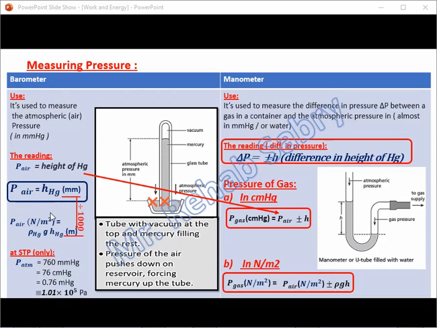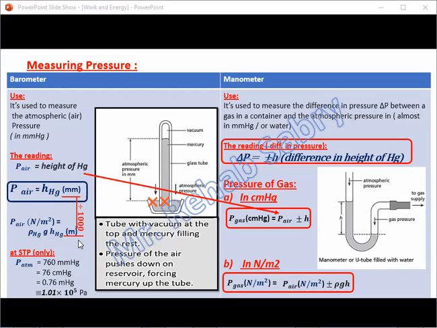If we want to change it to Pascal, let's remember the pressure in Pascal is rho g h. Rho of what? Rho of liquid, because I want to find the pressure of the liquid. So rho of mercury, times g, which is 10, times h of mercury, which is 760 millimeter. Rho of mercury is approximately 13,600 kilogram per meter cube, times g is 10, times h, which is 760 millimeter. You have to divide it by 1000 to change it to meter.